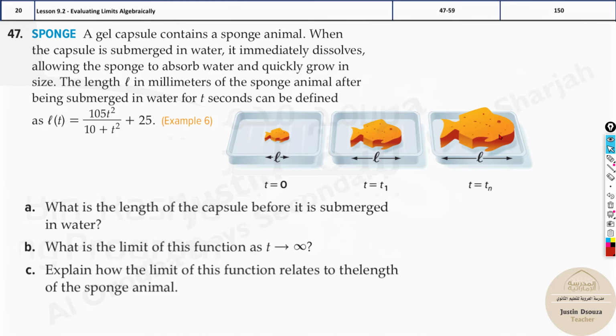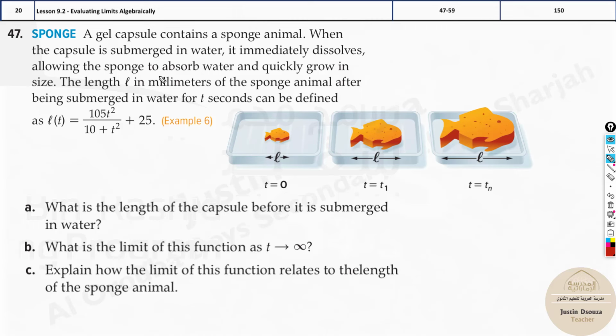So you might have seen some sponge, drop it in the water, it might increase the length because of the water absorption, but it has a certain limit. So now that is what we need to find over here. What is the length of the capsule before it is submerged in water? So the length before submerging in water means what? The time is 0, right? So substitute time 0 everywhere over here and solve.